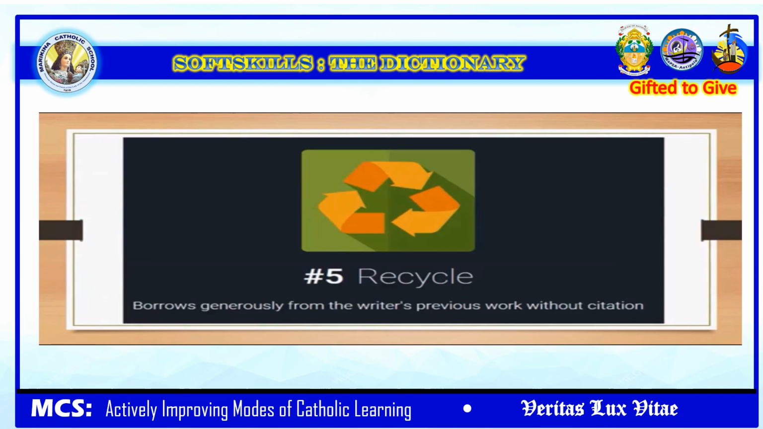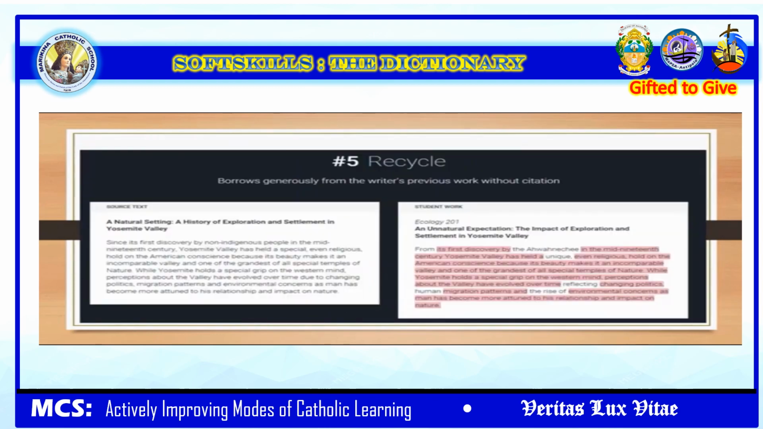The fifth form of plagiarism is recycling. Recycling is the act of borrowing generously from one's own previous work without citation. Were you aware you can't reuse your previous work without prior approval by your professor? A lot of students are not aware of this. Being accused of plagiarism is an awful experience. We want you to be aware of the various forms of plagiarism so that you can avoid it. In this example from Turnitin, you can see that the student tried to reuse a previous assignment of theirs by just changing a few words.